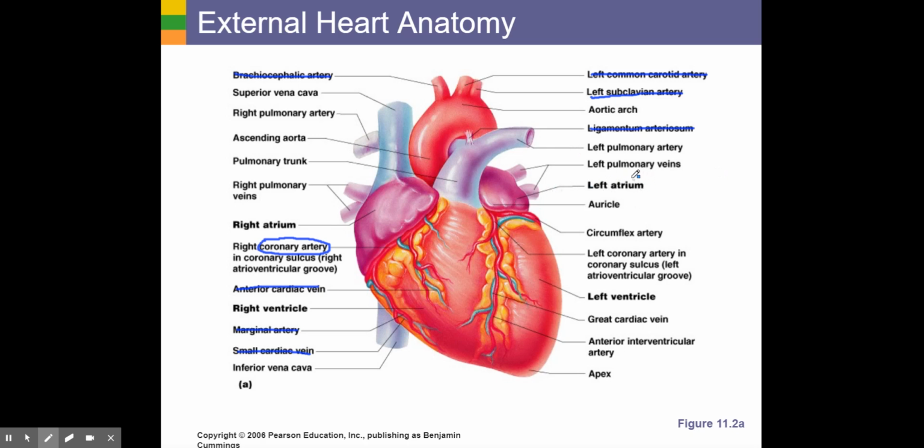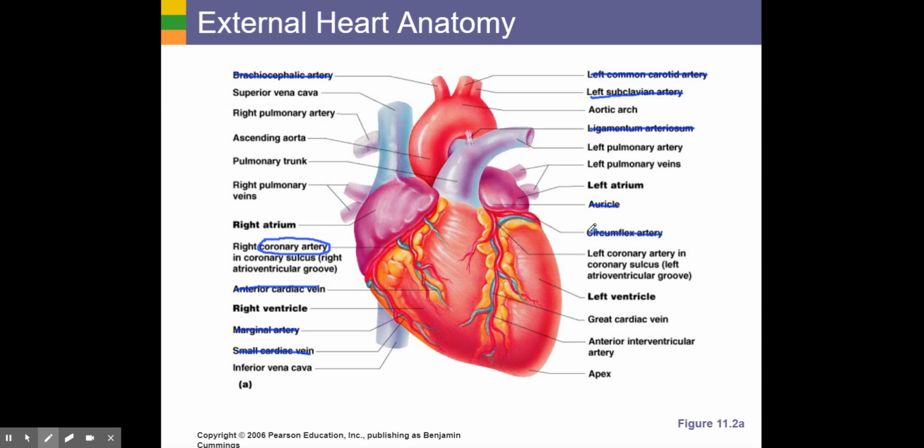Next one we need is the left atrium itself. So that's this little flap up here at the top. We can take out this auricle. We don't really need to know that. All right, the auricles essentially are just the expandable portions of the atriums. They look sort of like little ears on the sides of the heart.